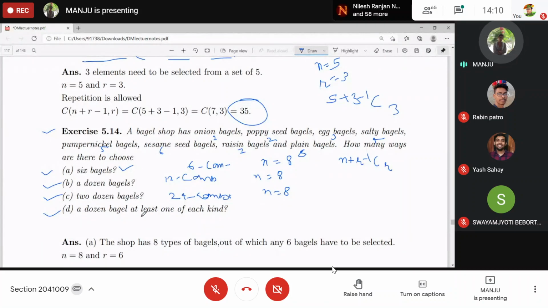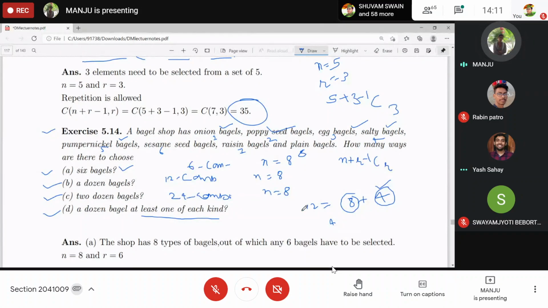A dozen bagels, at least one of each kind. At least one of each kind means you will select one from here, one from here, one from here, one from here, one from here. That is 8 bagels out of 12. 12 you can write as 8 plus 4, right? For the 8 you need to select different kinds. That is only one way, right? And 1 into these 4. These 4 you can select out of these 8. So the remaining thing is you need to select 4.